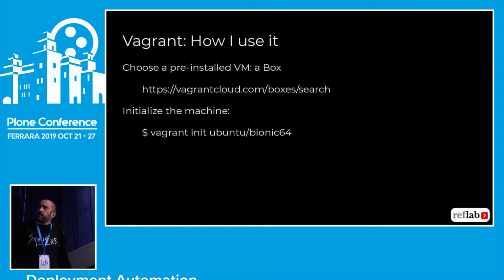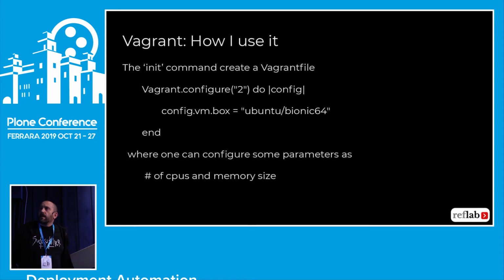This is the URL where you find the boxes. The boxes are the pre-installed virtual machines. To create a virtual machine, simply launch the command vagrant init and the name of the box you want to use. Okay. After the init command, you have a Vagrantfile that contains the configuration and the name of the box. And in this file, you can configure some parameters such as the number of CPUs, the size of the memory, the dimension of the disks, and so on.